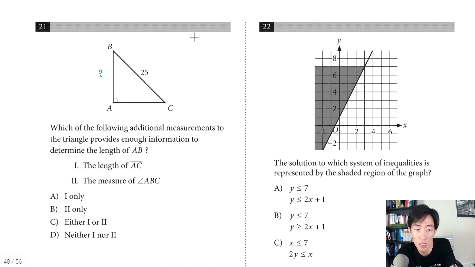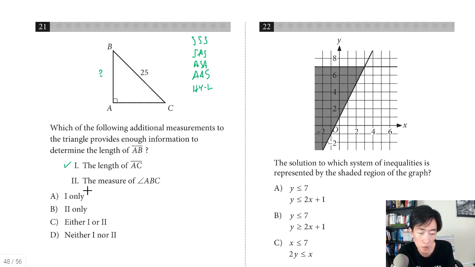So the criteria again is side-side-side, side-angle-side, angle-side-angle, angle-angle-side, and don't forget in right triangles we've got hypotenuse-leg. First piece of information that they want to give us is the length of AC. So if we know the length of AC, then yes, we have a hypotenuse and we have a leg, and so that's going to mean that we can determine the length of AB, obviously by Pythagorean theorem also.